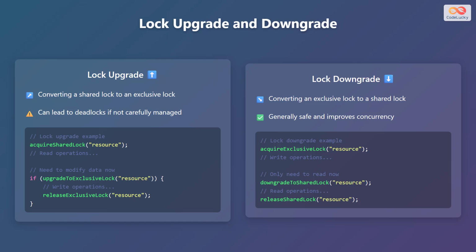Now let's explore lock upgrades and downgrades. Lock upgrade involves converting a shared lock to an exclusive lock, allowing a process that was initially reading to modify the resource. However, lock upgrades can lead to deadlocks if not carefully managed, particularly if multiple processes are trying to upgrade their locks simultaneously. Lock downgrade involves converting an exclusive lock to a shared lock, allowing other processes to read the resource while still maintaining some level of protection. Lock downgrades are generally safe and improve concurrency, as they allow more processes to access the resource for reading purposes.